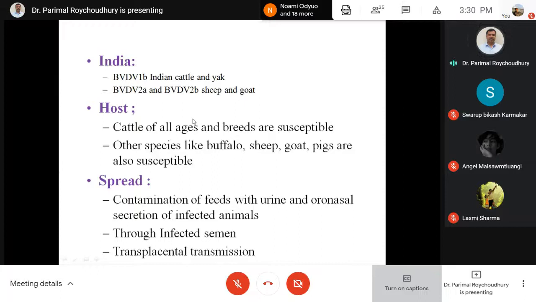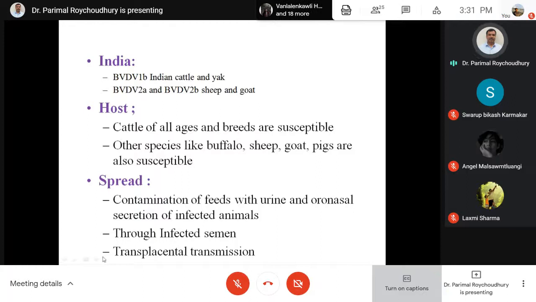So the disease basically occurs in cattle; all ages and breeds are susceptible. Other animal species like sheep, goat and pigs are also susceptible. This is a concern: since the antigenic relationship is there, the pig may also suffer from BVDV and false results may appear. So we have to depend on an antigen-based diagnostic approach for classical swine fever as well as BVDV rather than serum-based. They are readily transmitted through secretions and excretions, and contact animals may get the infection. An important feature is transplacental transmission.